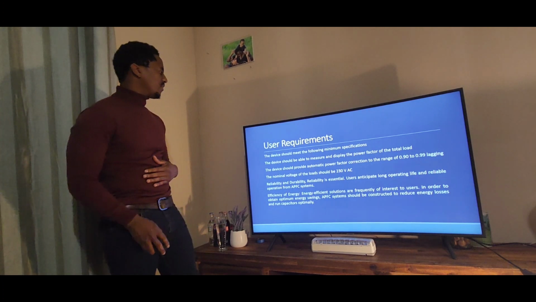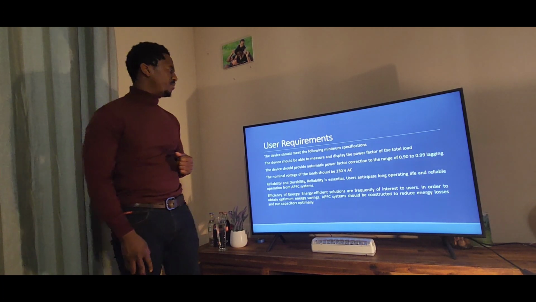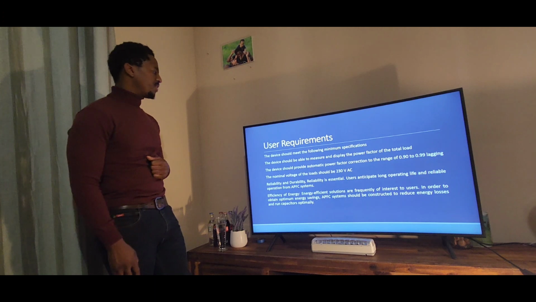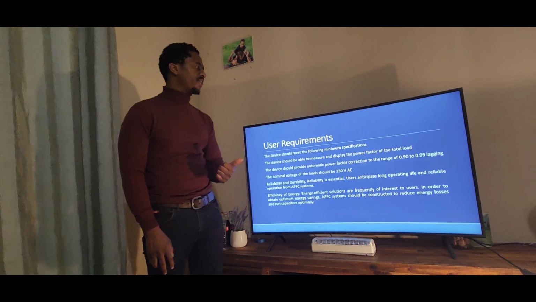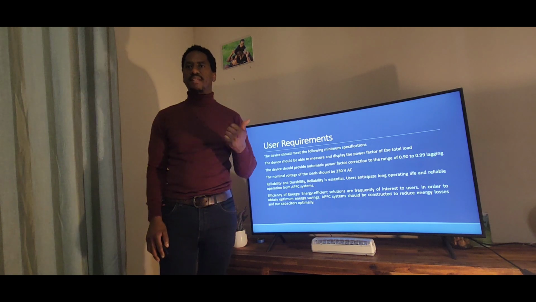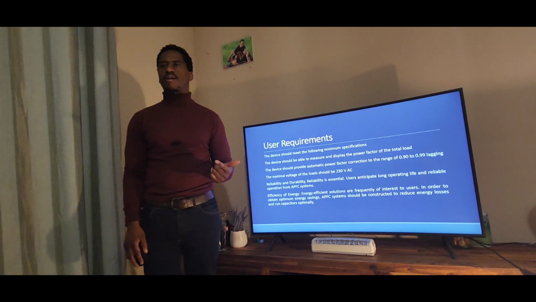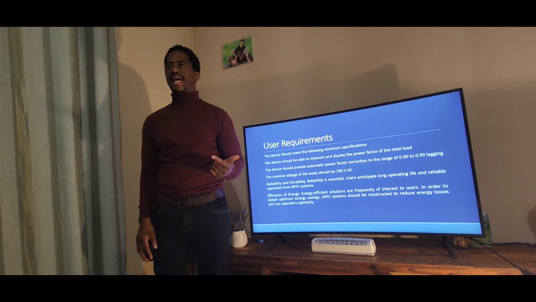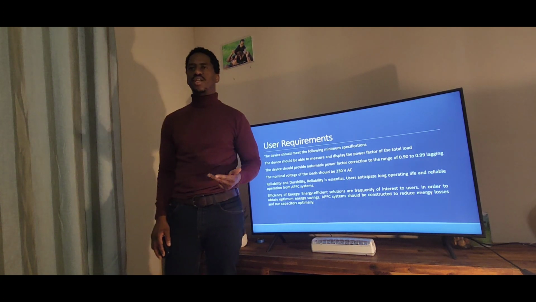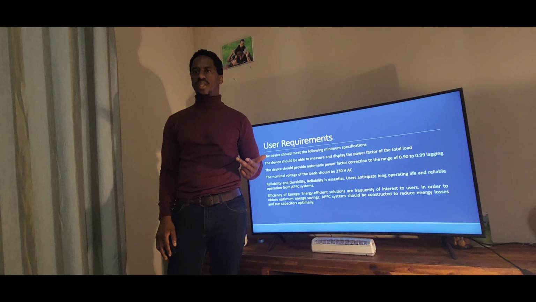The user requirements of the device. The device should meet the following minimum specification. The device should be able to measure and display the power factor of the total load. The device should provide automatic power factor correction to a range of 0.9 to 0.99. The nominal voltage of the load should be 230 volts AC.